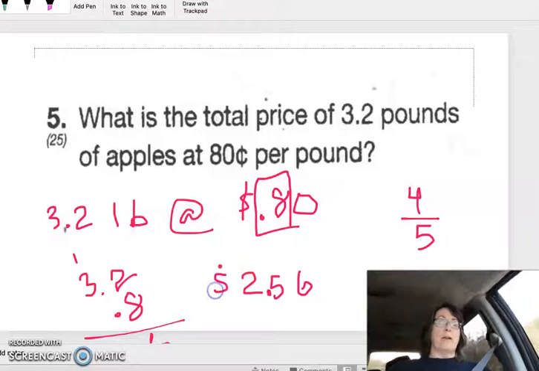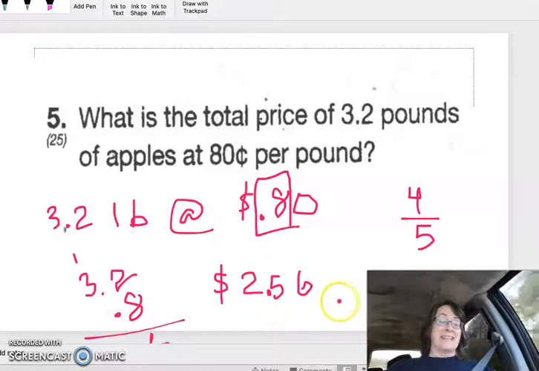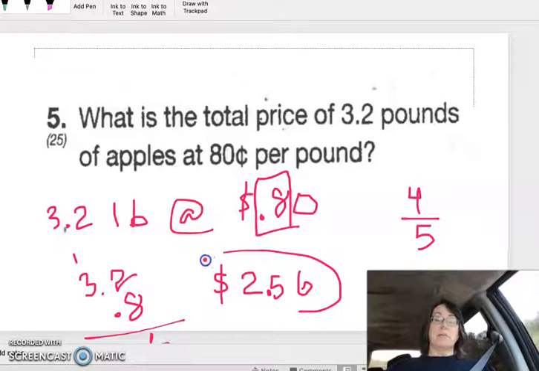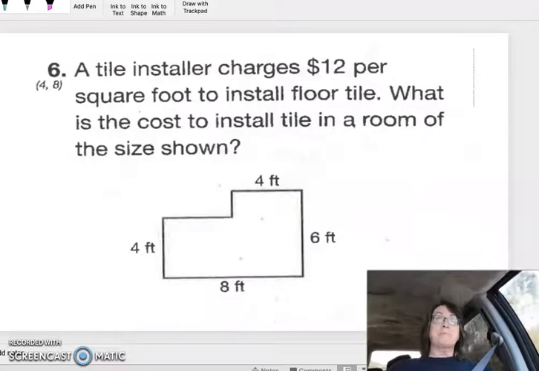Now, I noticed that on the pretest, some of you said that 3.2 pounds of apples cost $25. That's some really expensive apples. But it's really $2.56, isn't it? Your decimal really does make a difference when you're talking about money.